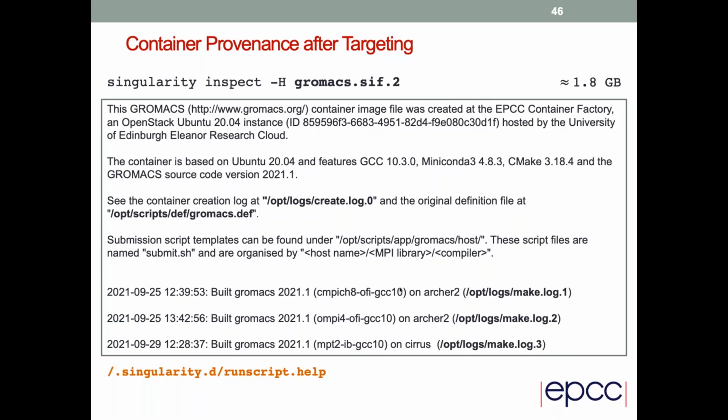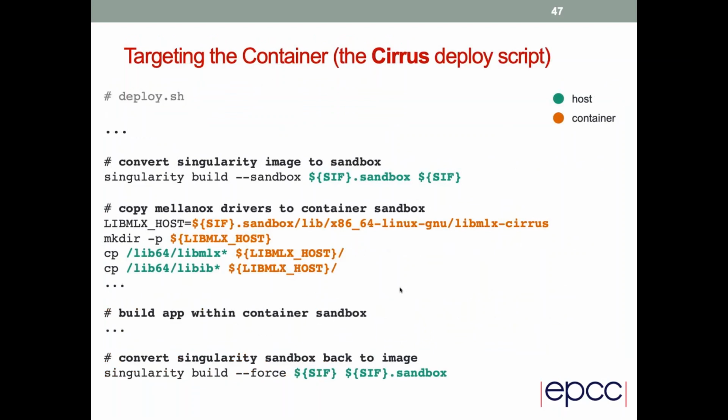So as I've targeted Cirrus, I'll show you some results from there also. But first, with it being a different HPC platform, unsurprisingly, there were extra things I needed to do compared to targeting Archer 2. Namely, I needed to copy across some Mellanox libraries, libraries to do with the InfiniBand interconnect on Cirrus. To do that, I needed to create a specific folder within the container sandbox, and then just copy over the libraries that I needed.